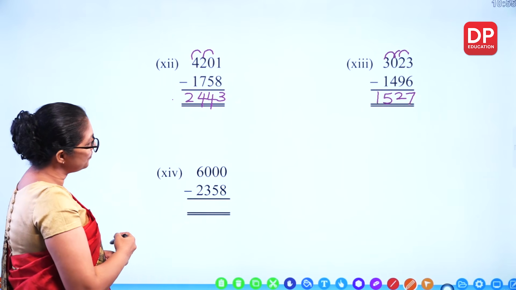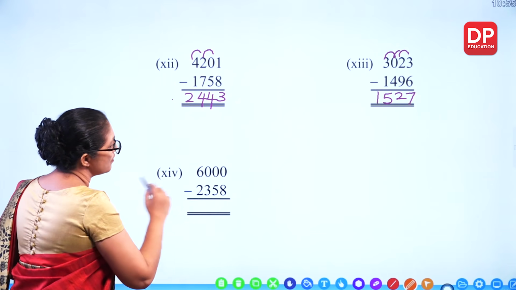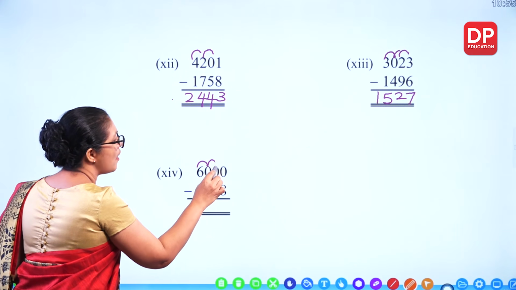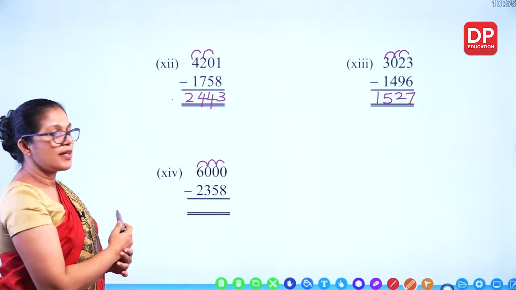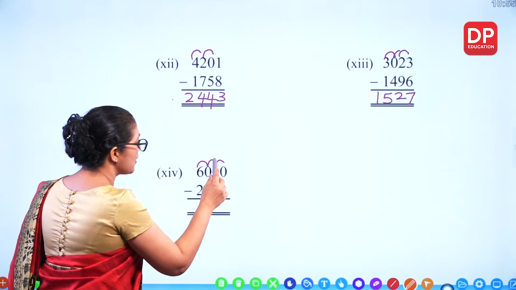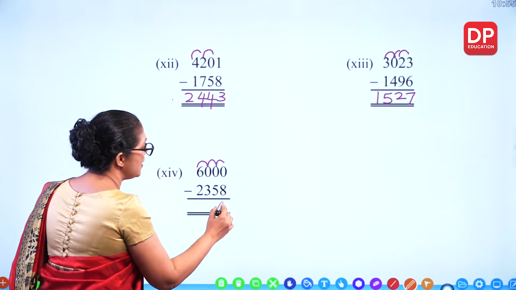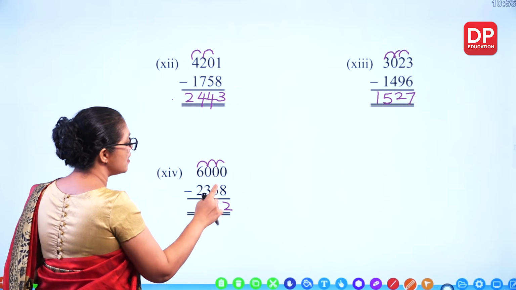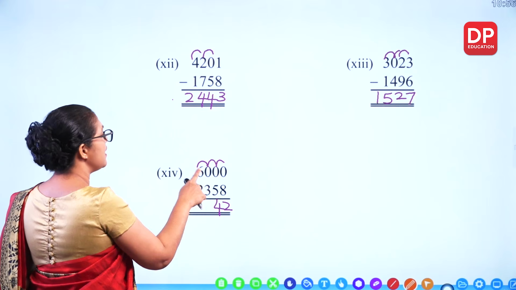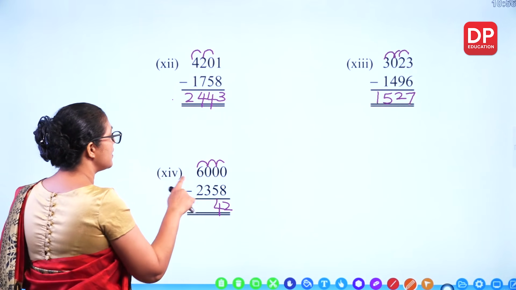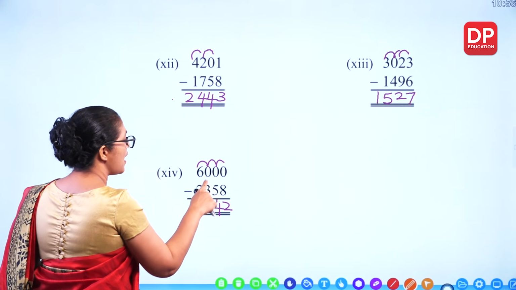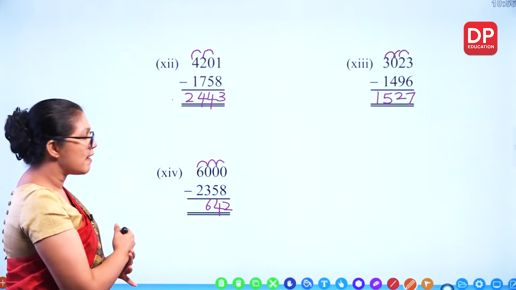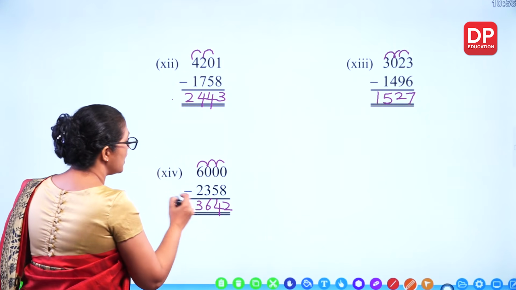This one, you can't subtract 8 from 0. So you have to take from here. 1 here, 1 here, and then 1 there. So 10 minus 8 is 2. This becomes 9 now. 9 minus 5, 4. And here, this is 9 again, because you took 1 from there. 9 minus 3, 6. This becomes 5. 5 minus 2, that's 3.